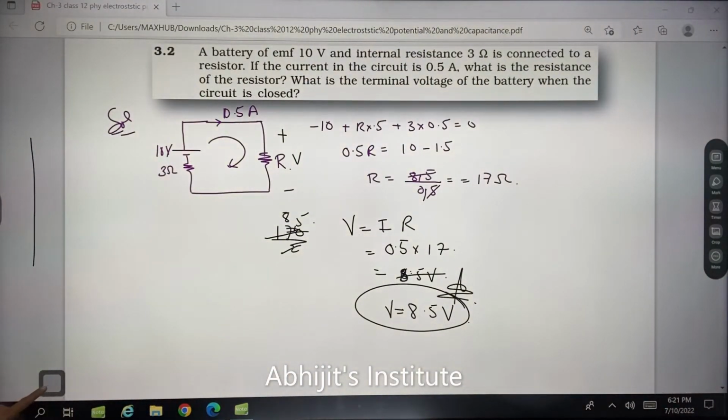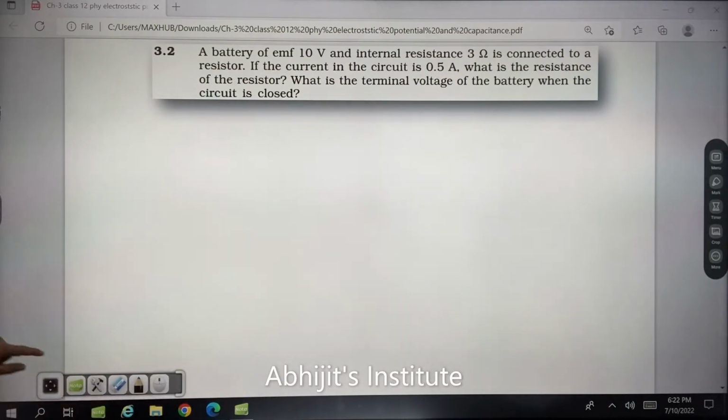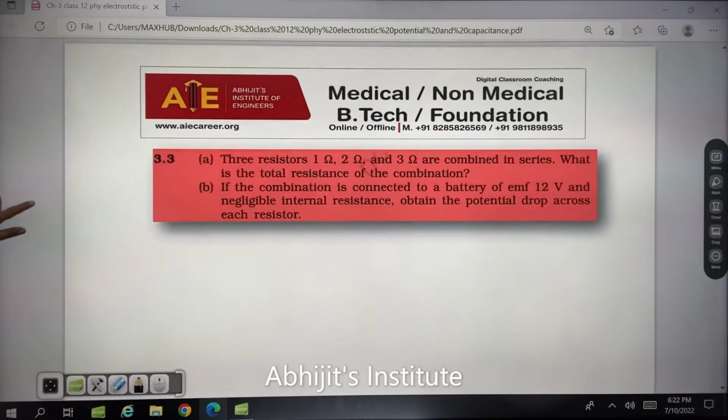Right, always pause it and write it down, okay? Now what next? What I have is this thing.